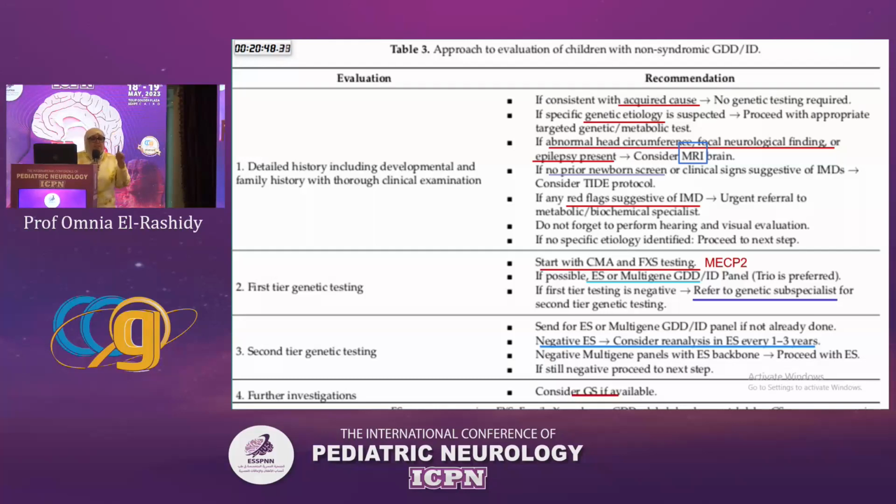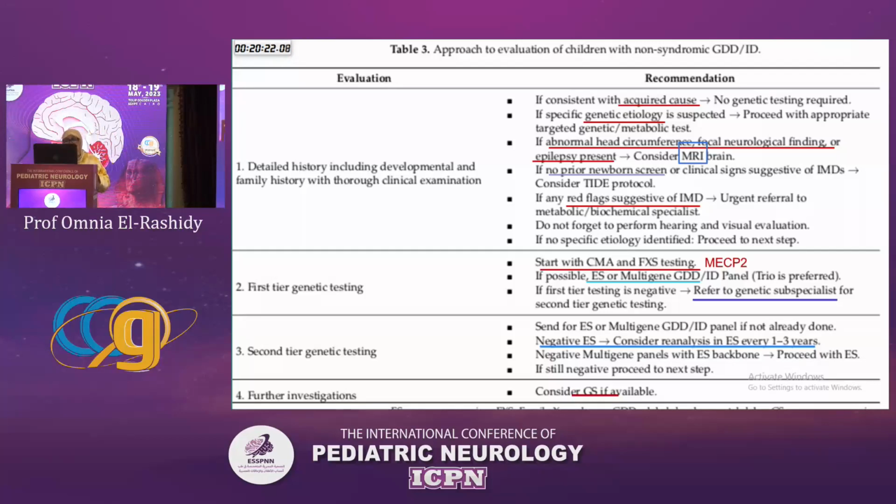And can microarray replace karyotype? No. You can do karyotype and microarray, both of them. So okay, you can do it. If you don't do it, go to whole exome sequencing. The line I have put is negative exome sequencing. Either you do whole genome, and you have another thing in the guideline.